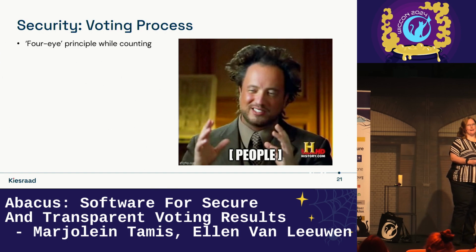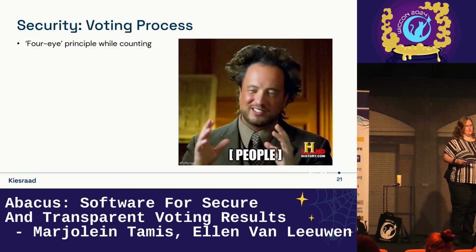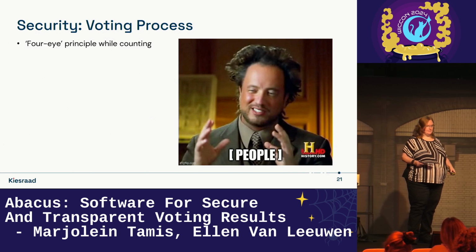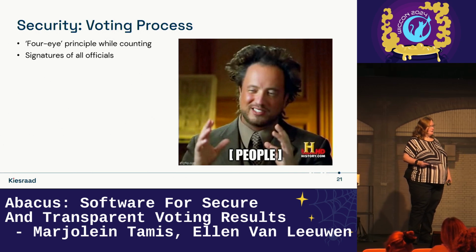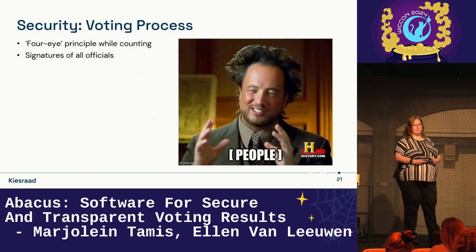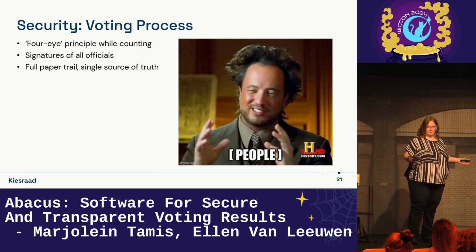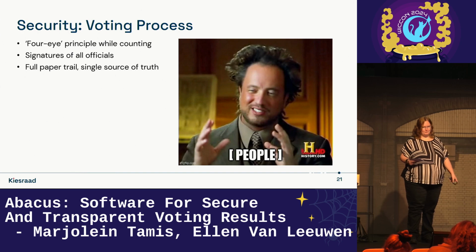Well, counting, we've already talked about that. There's always two people counting all the votes, and that speaks for itself. All the officials sign the official report from each polling station. So that means there's a full paper trail. Everything is saved and everything is kept, and the paper trail functions as a single source of truth. When there is any doubt, the paper trail is the one we adhere to.